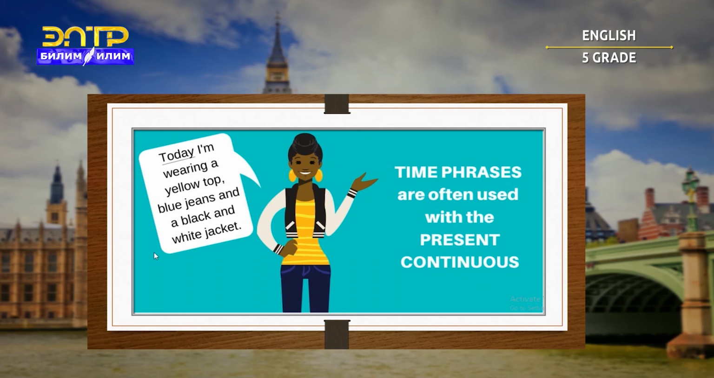This tense is often used together with time phrases that indicate periods around now. Using these time phrases helps emphasize that these actions are not just in progress, but are also temporary. The action won't continue in the long term. For example, today I'm wearing a yellow top, blue jeans, and a black and white jacket, which means that she is wearing this top just today.